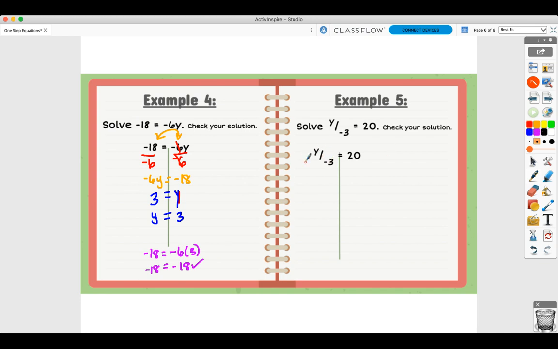In this one, you're dividing by -3, so the inverse operation of division is multiplying. So you're going to multiply by -3. So the -3's go away on the left side, and then you're left with y equals 20 times -3, which is -60. And checking our answer. So -60 divided by -3 is equal to 20. 60 divided by 3 is 20, and negative divided by a negative is positive, so this is correct.